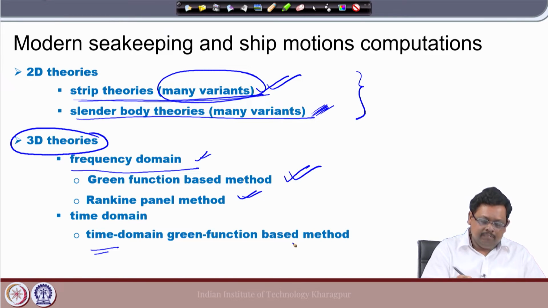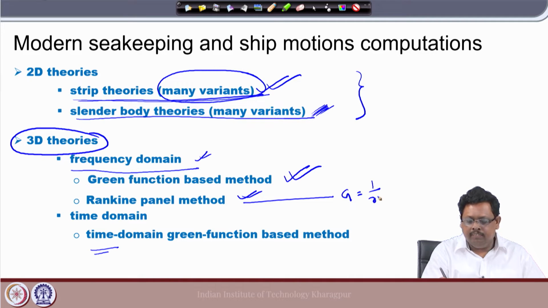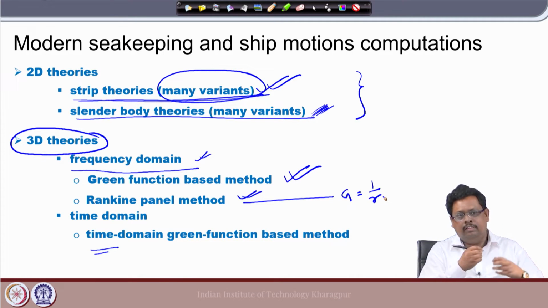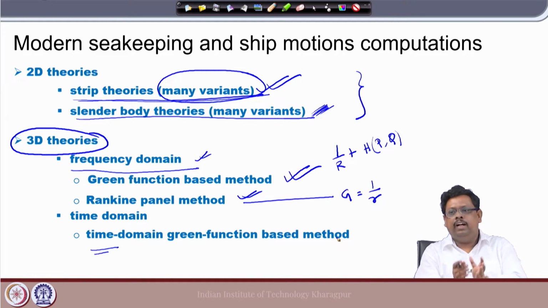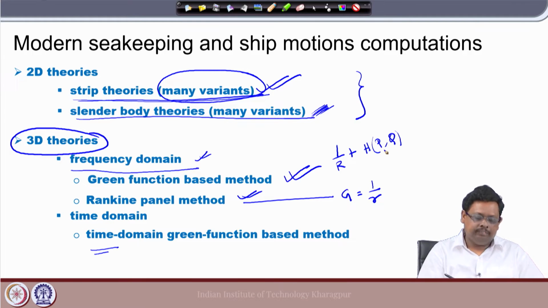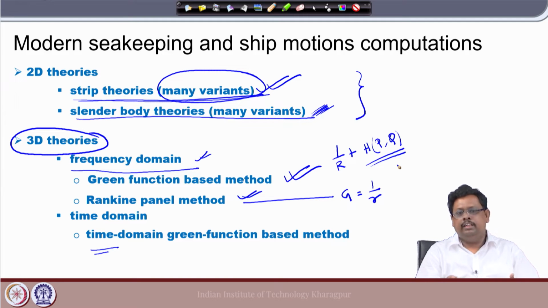The reason is that the Rankine Green's function is nothing but 1 upon r, which does not depend on frequency or time, so it can be applied to both. In case of a Green's function based method, we use this 1 upon r, but apart from that we have a function we can call the harmonic oscillation, which depends on position p and position q. By this time you should know what position p and position q are. It depends on omega, or we can call it the pulsating Green's function.